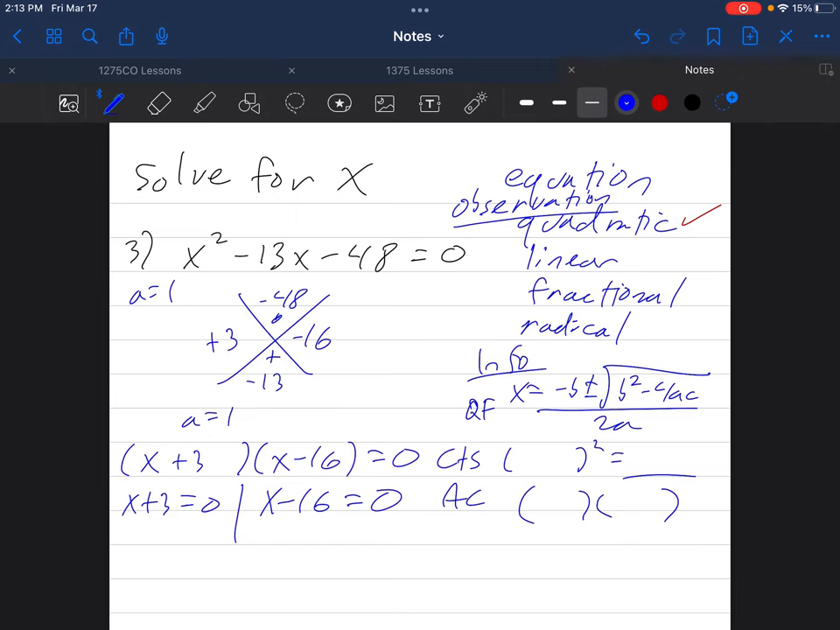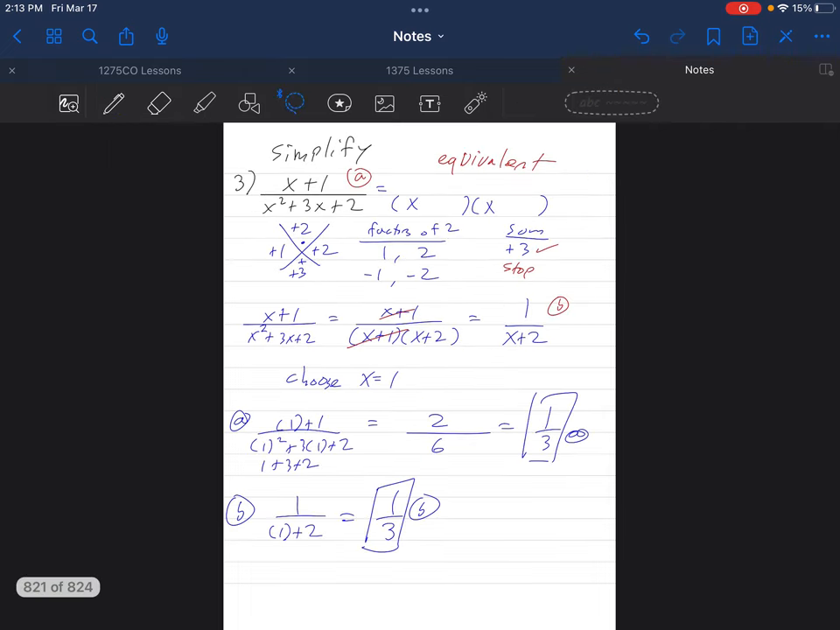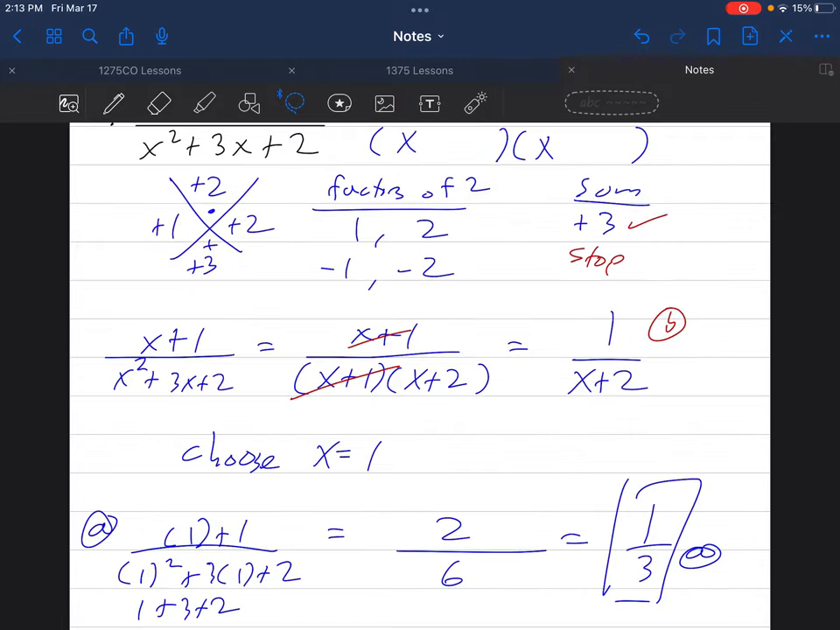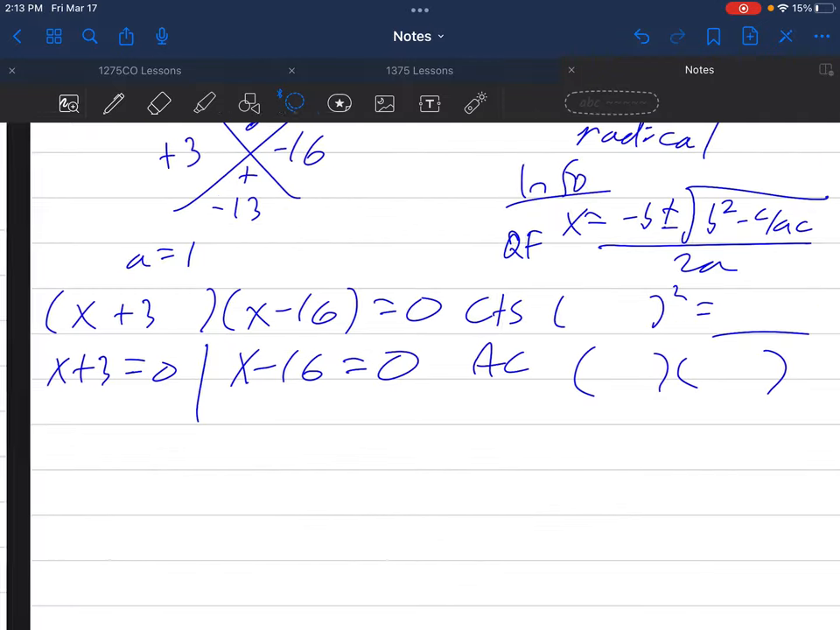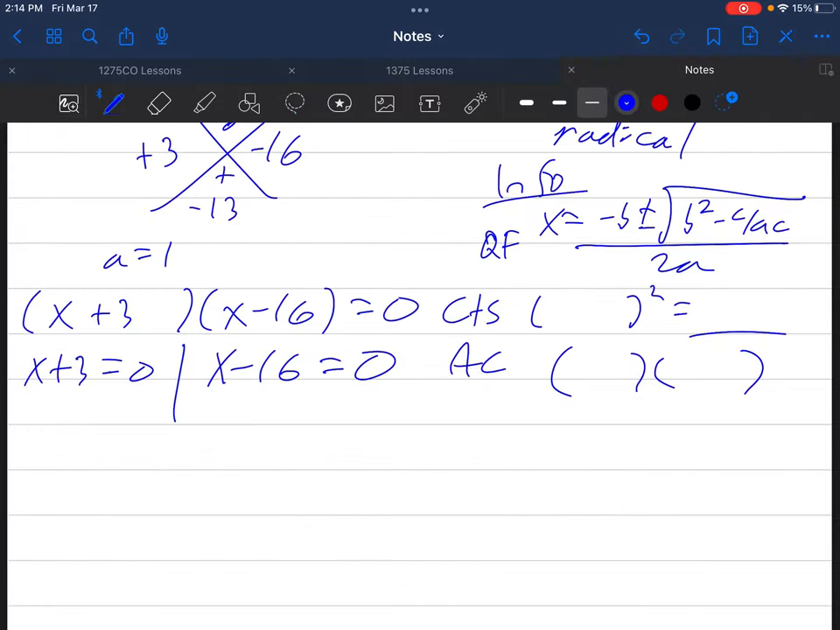Remember when we factored the denominator of that rational expression? We did the same basic steps, finding what multiplies to 2 adds to 3 in this case. We factored it using these parentheses, but we did not use the zero product rule because this is not an equation. This was an expression that we were factoring in order to simplify. But now that we are solving an equation, we're using what's called the zero product rule, and we get x equals -3. And then we get 16 added to both sides, and x is equal to 16.